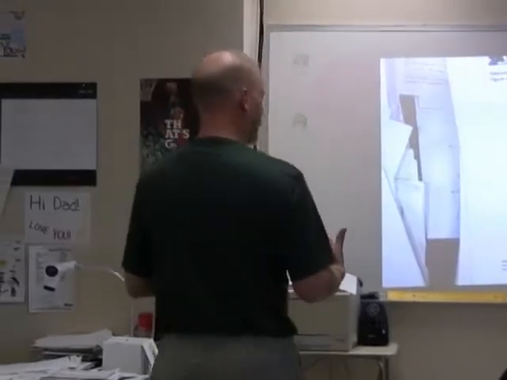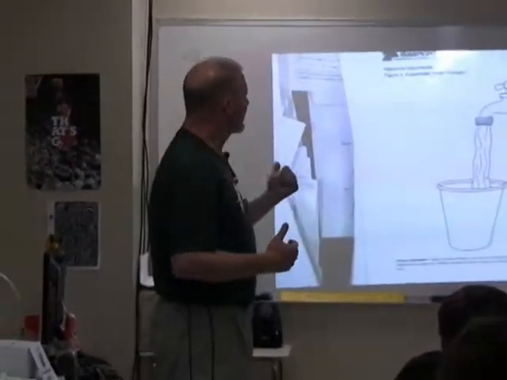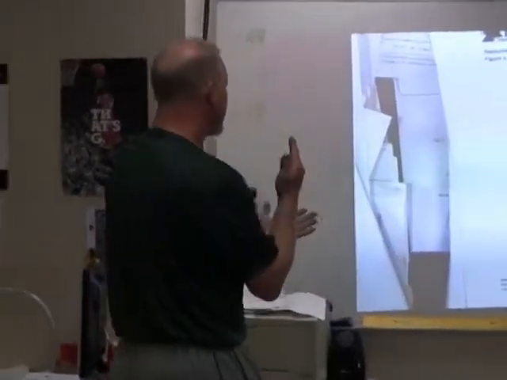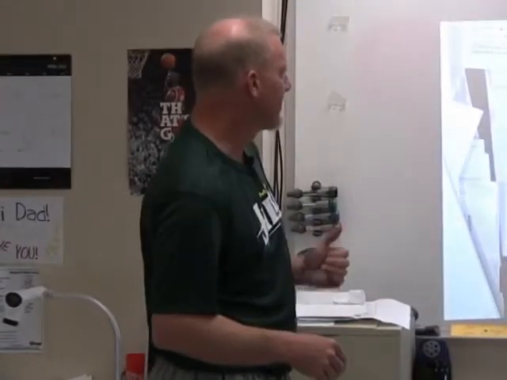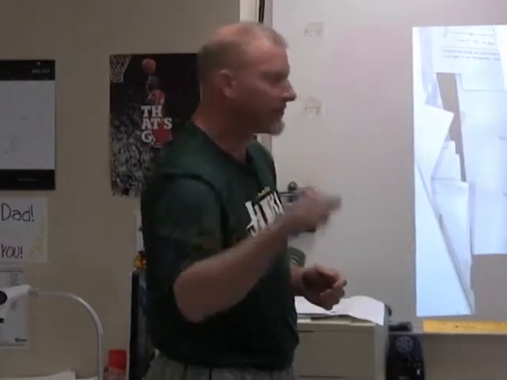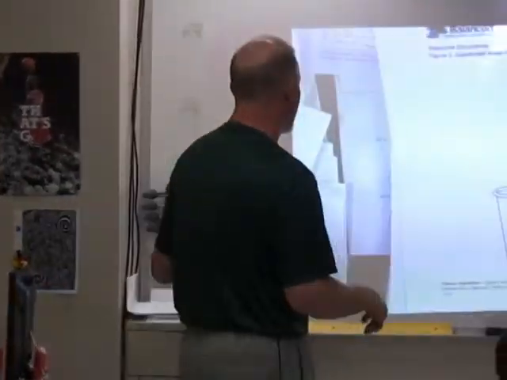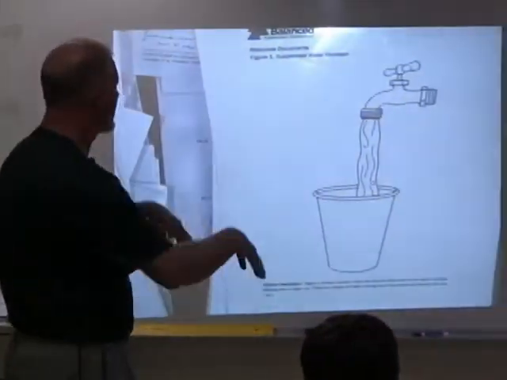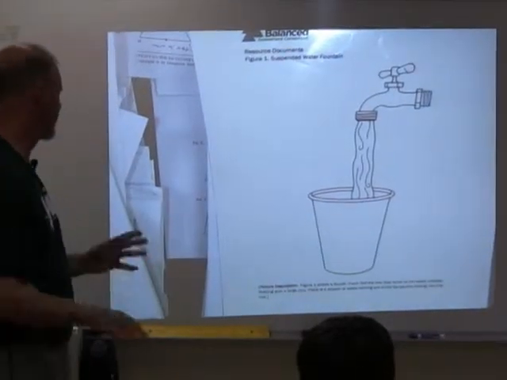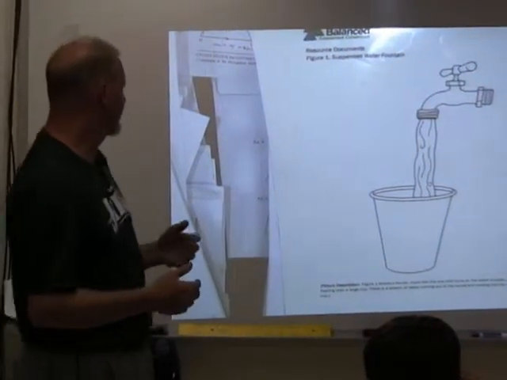Just like it's kind of describing there, we got a suspended water fountain. Okay, description of it down at the bottom. Figure 1 shows a faucet, much like the one you turn on, a spigot outside your house. Okay, it's floating over a large cup, water flowing down into it. A stream of water coming out of the faucet, flowing into the cup.